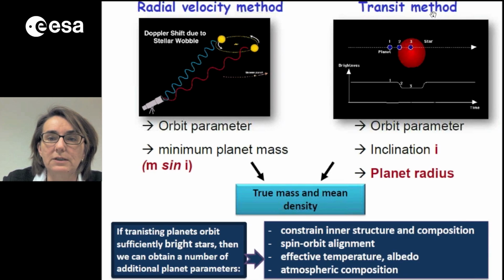So we have two methods. One detects the planet and it gives us its radius. The other one detects the planet and provides the mass. If we put the two together, we get the true mass and the mean density of the planet.